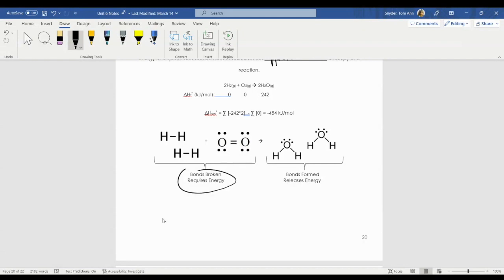However, when I form new bonds, in this case I'm forming 4 oxygen-hydrogen single bonds. I have 1, 2, 3, 4 bonds. Those bonds are going to release energy. So depending on how much energy is required to break the bonds, and comparing that to how much energy is released when those new bonds form, that's going to tell us the heat of the reaction.